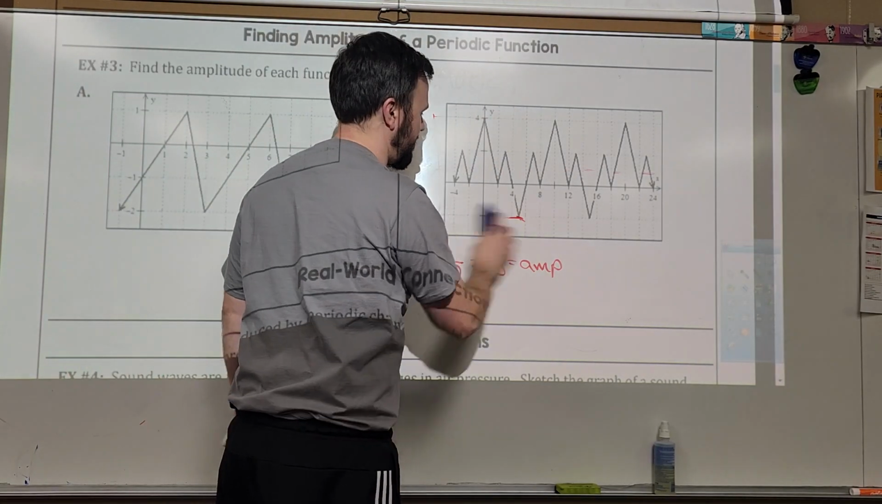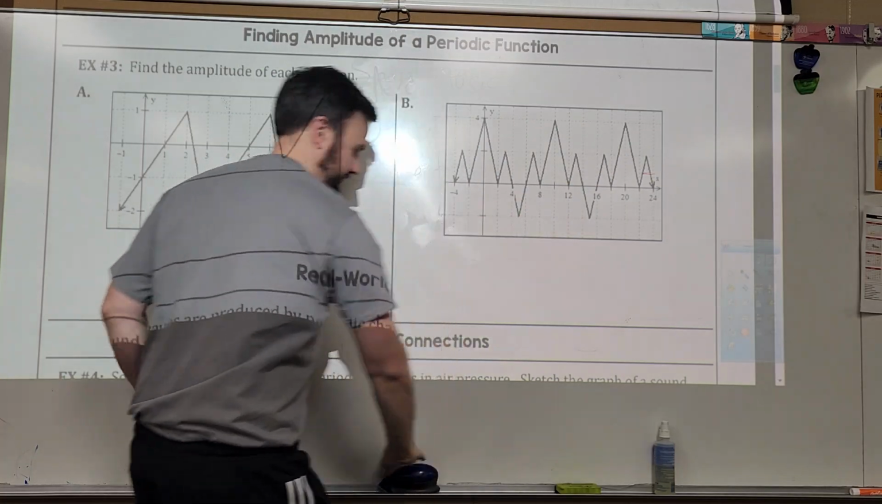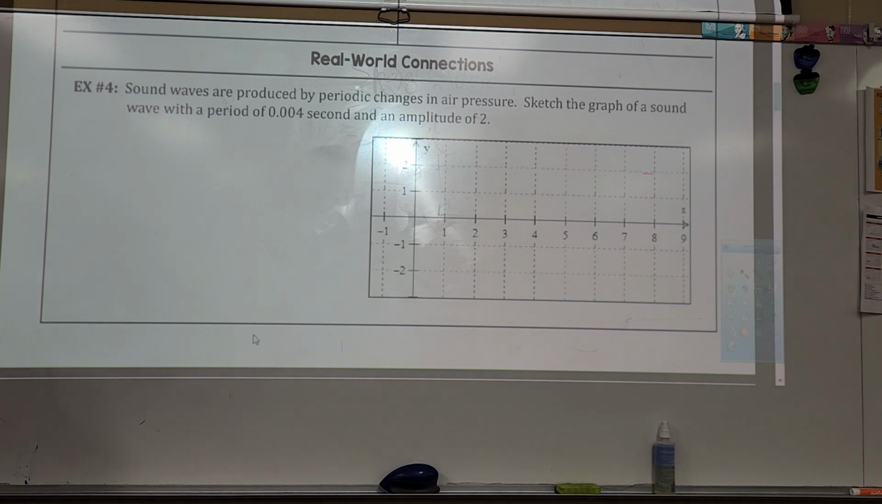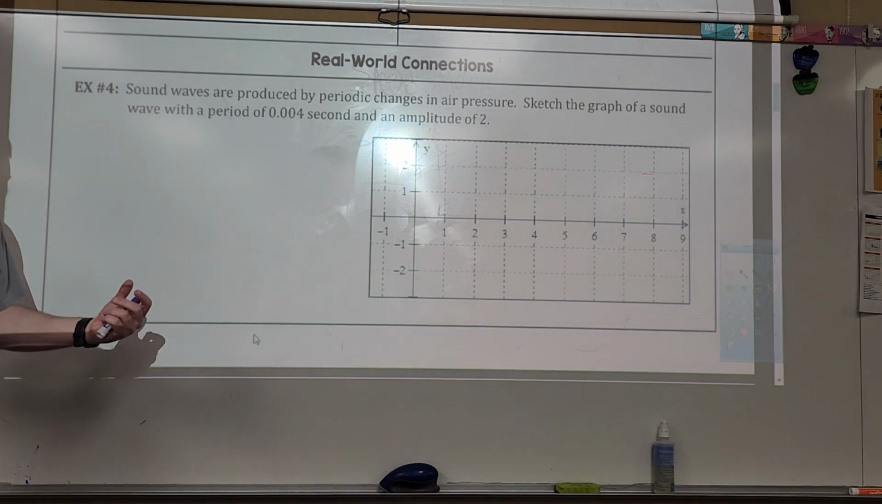Look at us flying. 3 examples in one day. All right. All right, let's sketch a graph. Speaking of sketching graphs, let's do it.